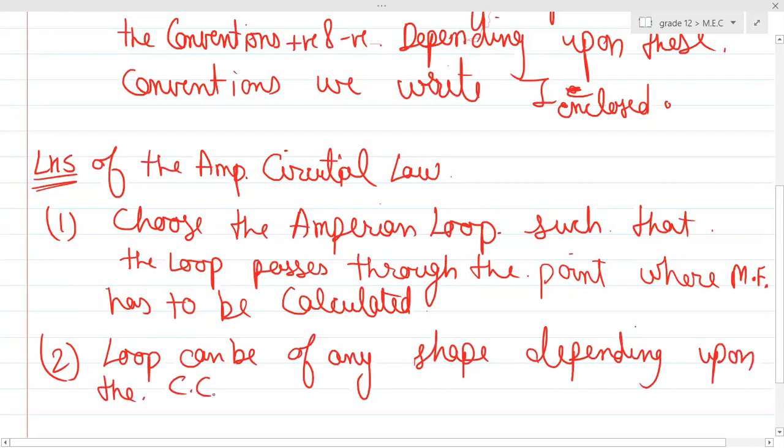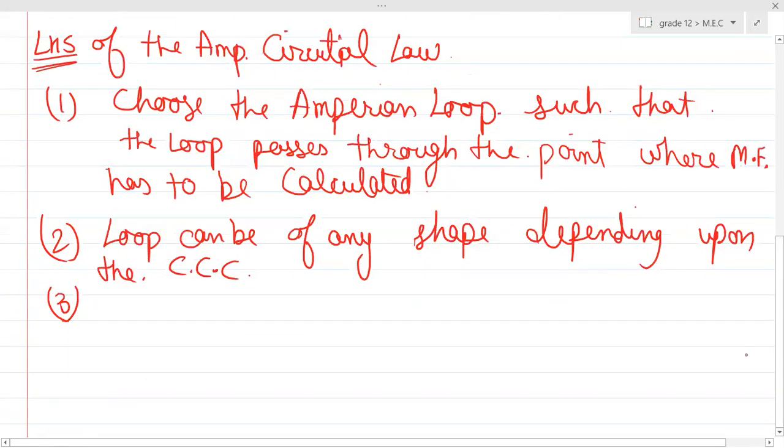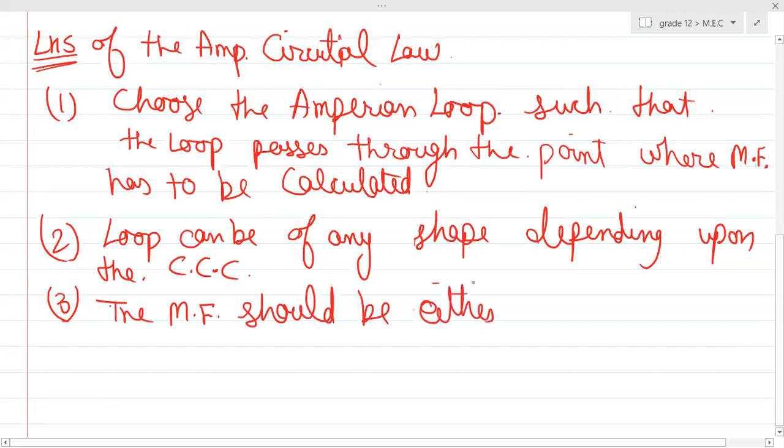So I told you, the same thing that Gauss's law follows, Ampere's circuital law is also following. Like the surface should be symmetric there, here the loop should be symmetric. The third point is that the magnetic field should be either parallel or perpendicular to the loop. Is it clear, guys?